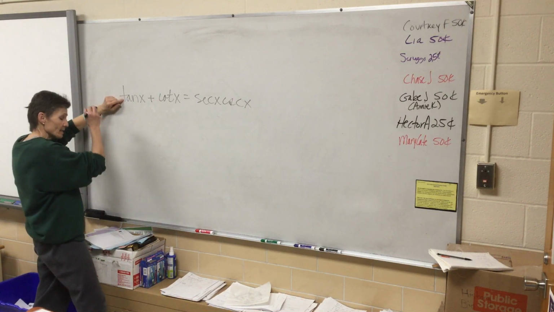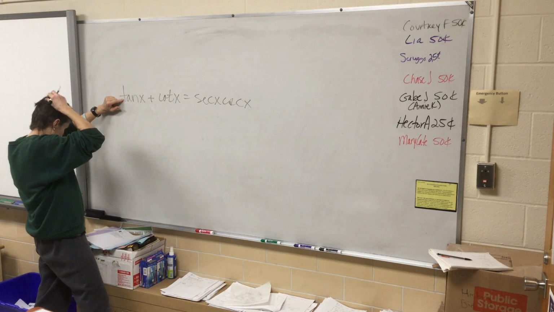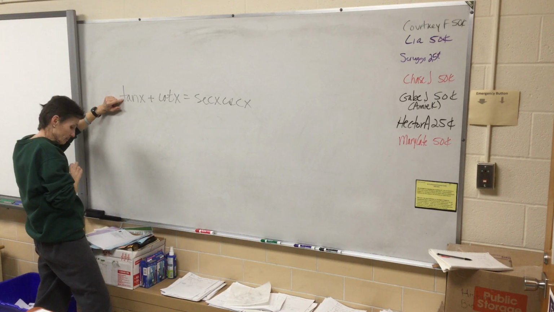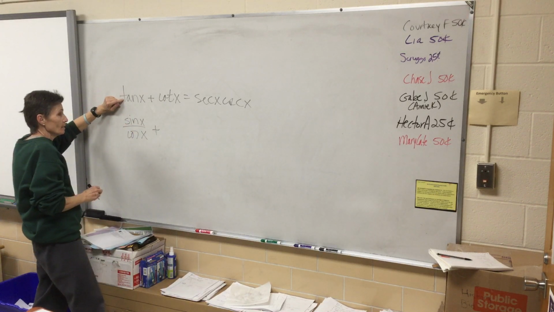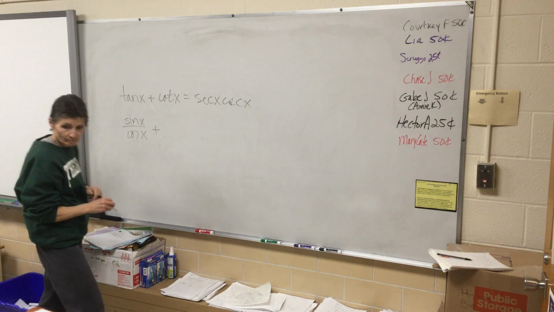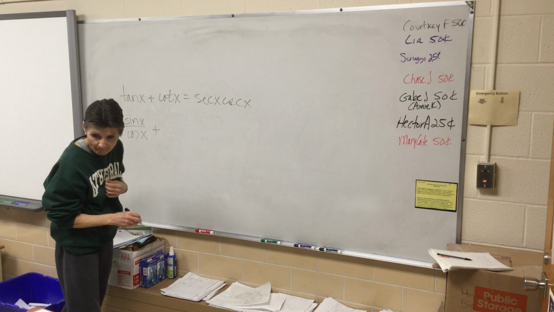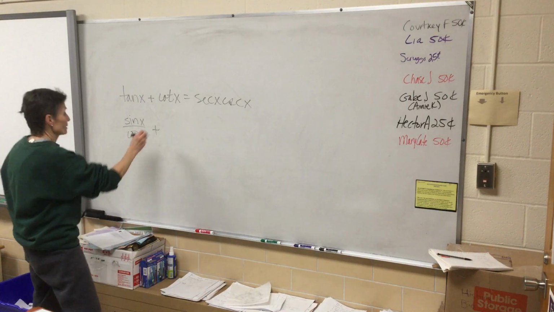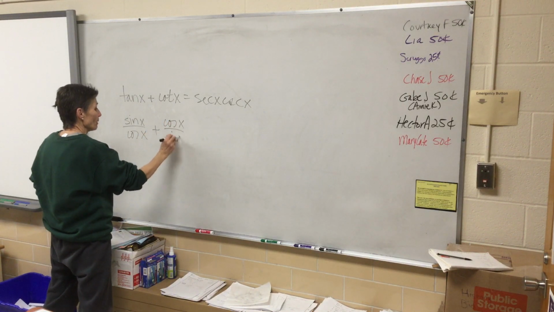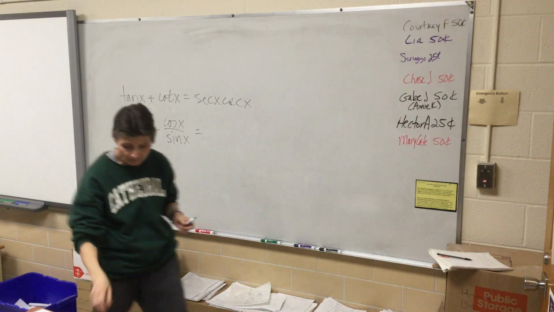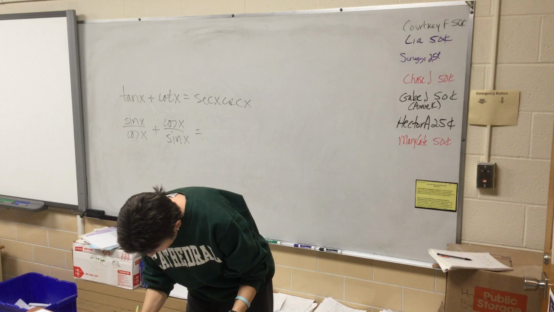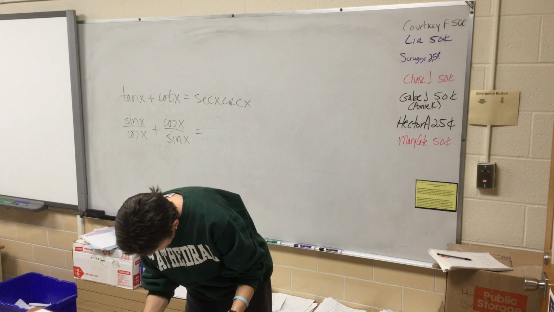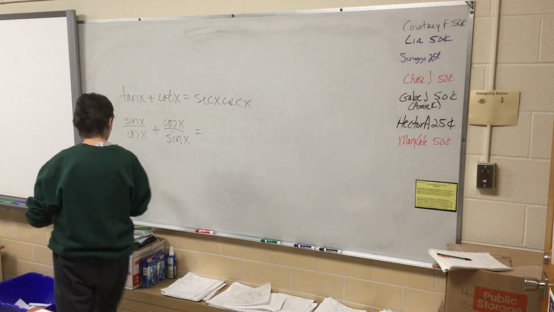So here we go. What's tangent? Sine over cosine. Okay. Yep, sine over cosine. Thank you so much. Plus, what's cotangent? Cosine over sine. Yep. Very good. Now I'm going to go ahead and get that common denominator. And that common denominator is cosine sine.